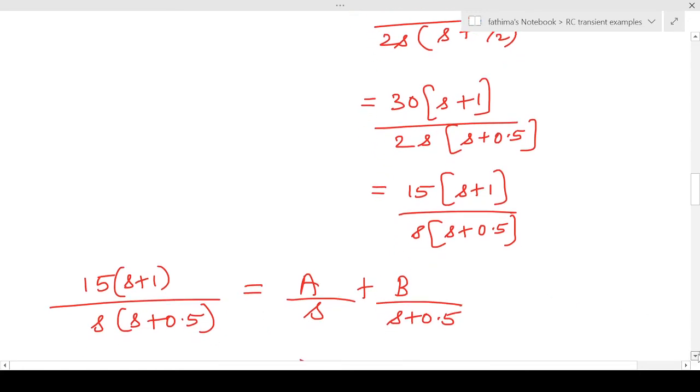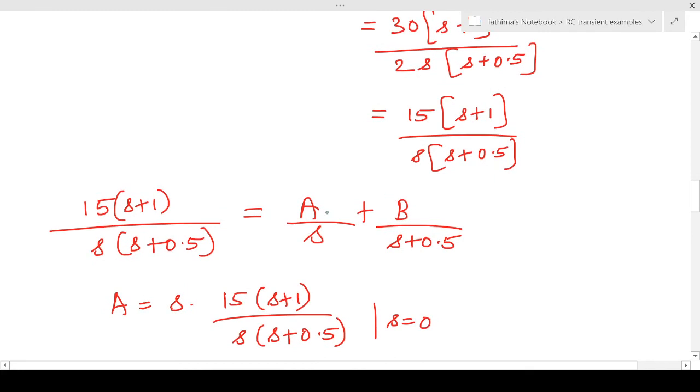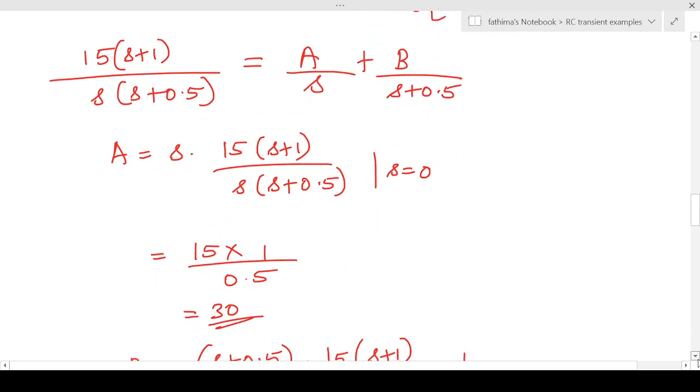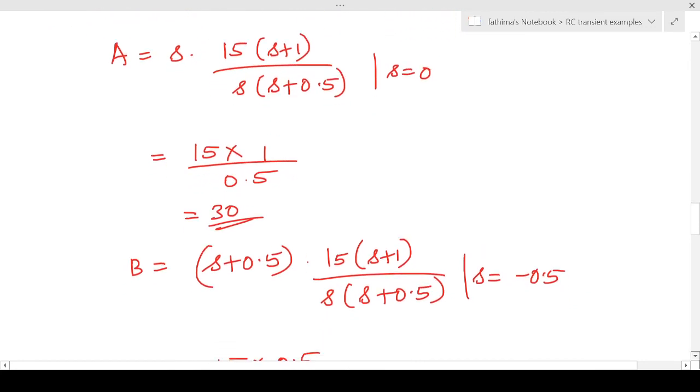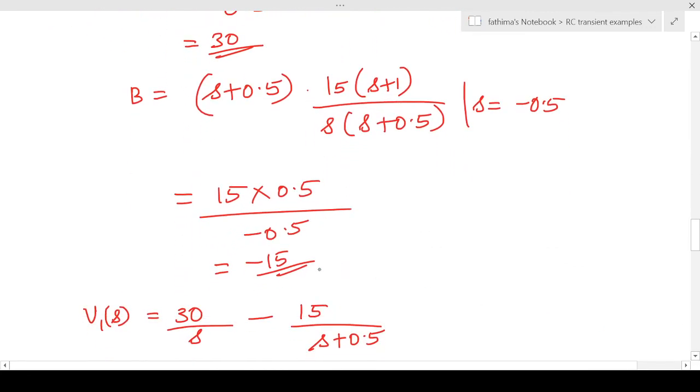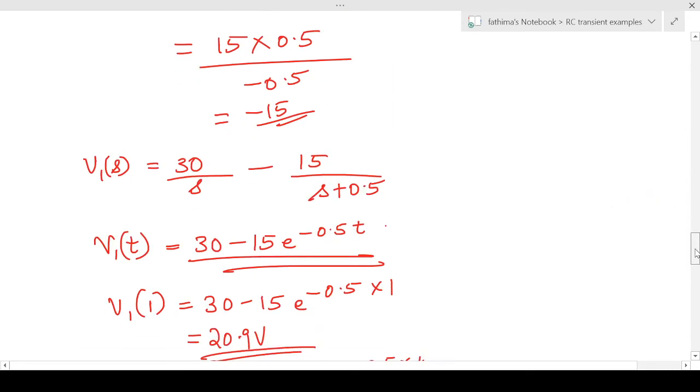So next we are taking the partial fraction expansion, that is A by s plus B by s plus 0.5. We are now calculating A and B by the method of residues. So we'll get the value of A as 30 and the value of B as minus 15, or you can equate the coefficients and find A and B, that is also correct. So we got A and B, so now we can write V1 of s as 30 by s minus 15 by s plus 0.5.